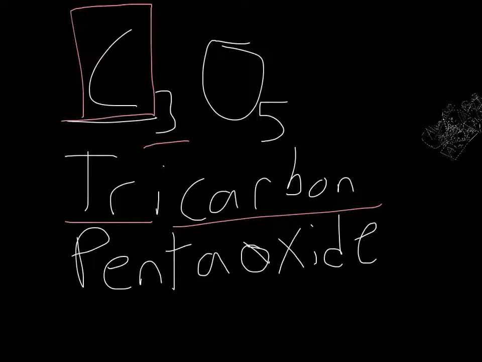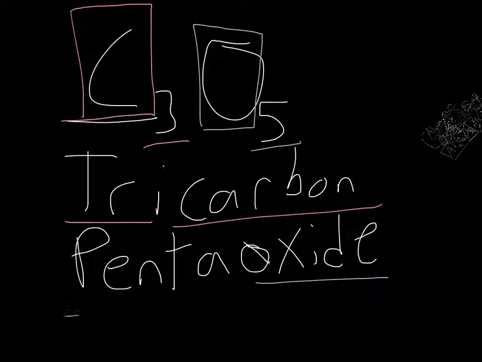Anyway, step number 2, you take the second element, which again is oxygen, changing the ending to ide, just like you do for ionic, but you attach the prefix that corresponds with the subscript. So in this case it's 5, and that corresponds to penta. That's why it says pentaoxide. So that is how we got to the answer of tricarbon pentaoxide.